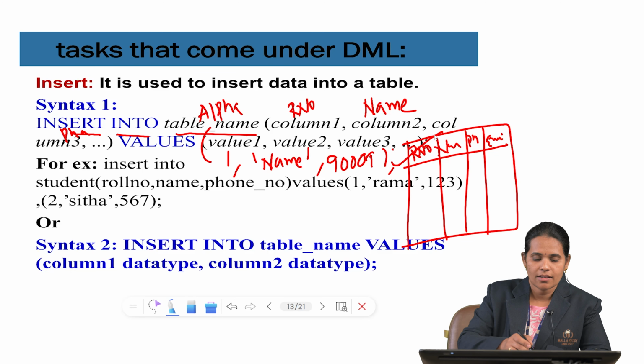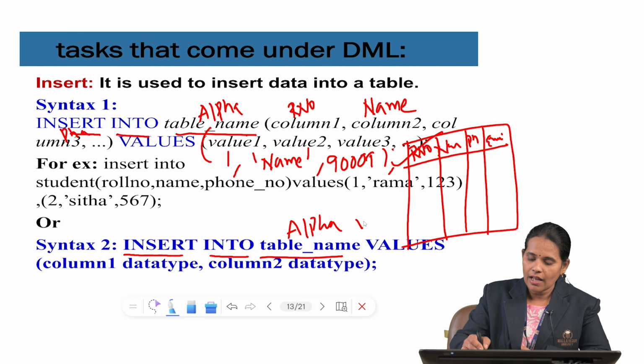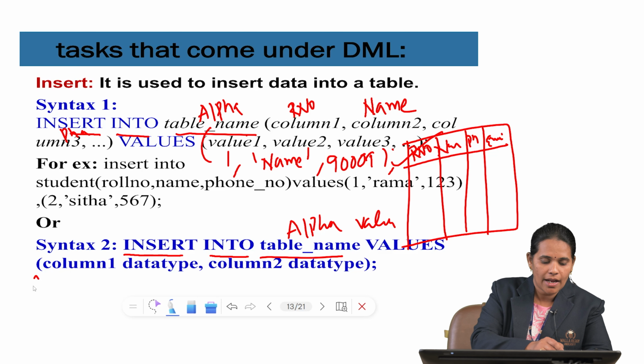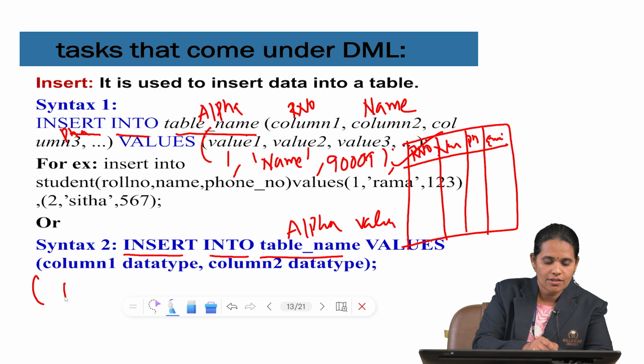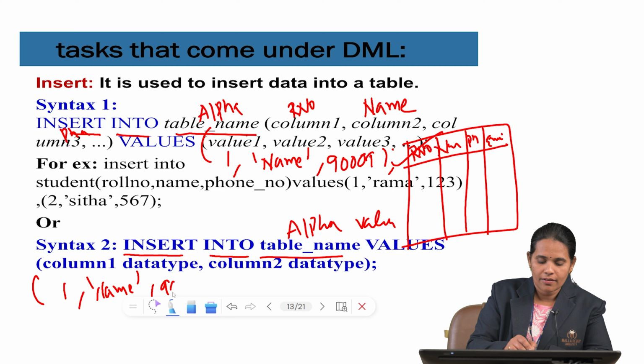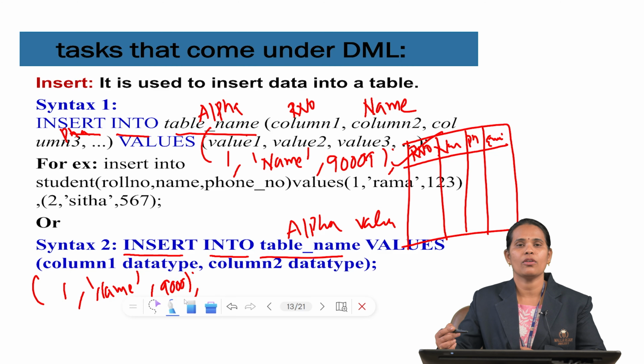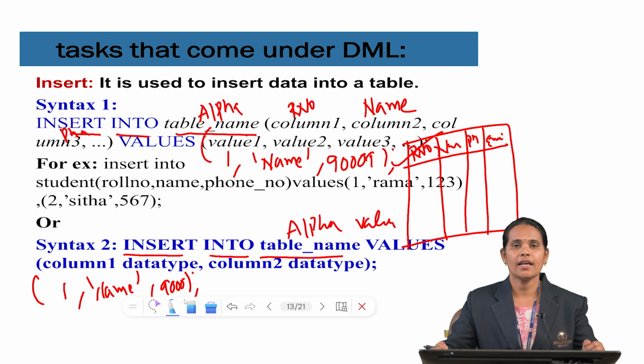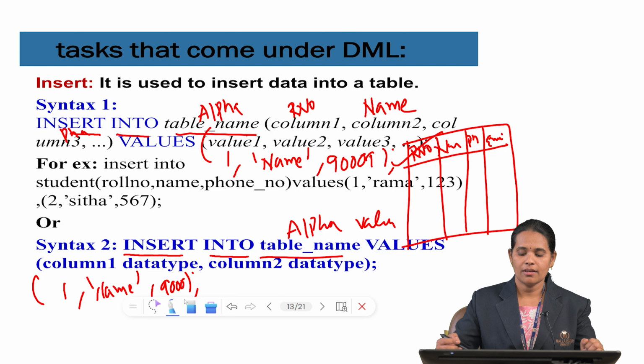The other way is insert into, and here we need to mention the table name. The table name is alpha, then values. Inside the bracket we need to write the name of column 1. The name of column 1 is roll number, and the roll number is 1, then column 2 name and phone number. Here we need to give the phone number and a semicolon. So in this way we can insert the records into the table.